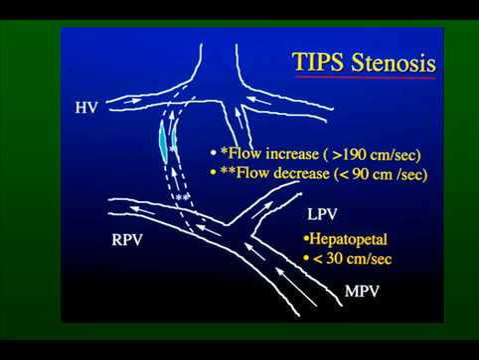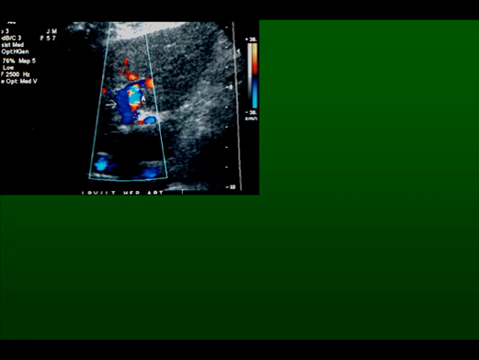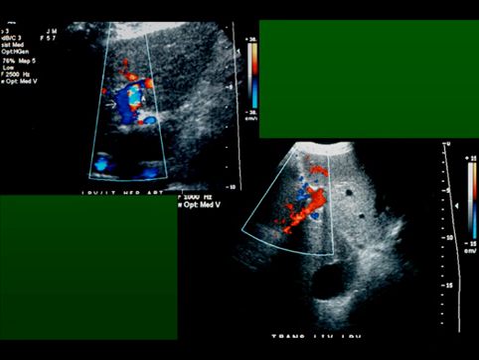Here's a schematic demonstrating the flow in the left portal vein branch going towards the liver and away from the shunt, indicating shunt dysfunction or stenosis. Here's an example of a patient who had flow going towards the shunt at one period and later developed flow going away from the shunt, indicated by the red color, away from the shunt and towards the liver, indicating that the flow through the shunt was no longer the path of least resistance.